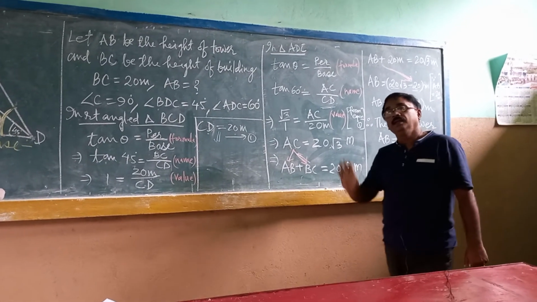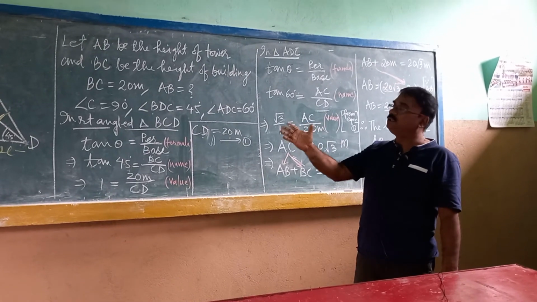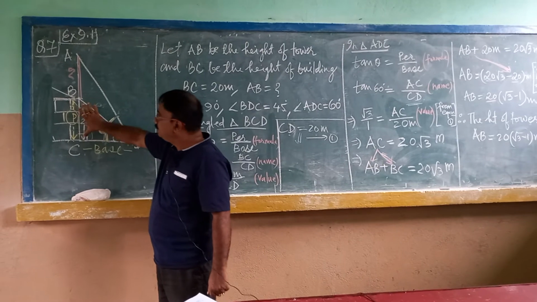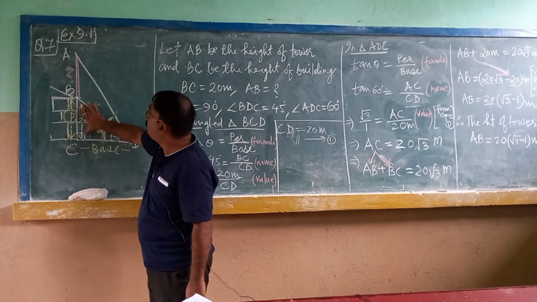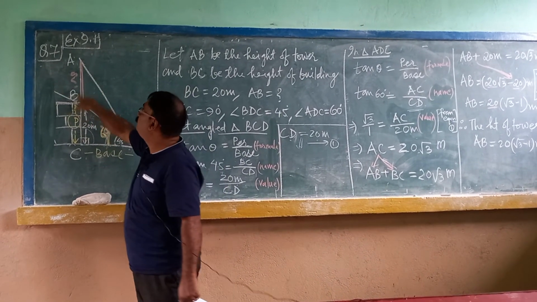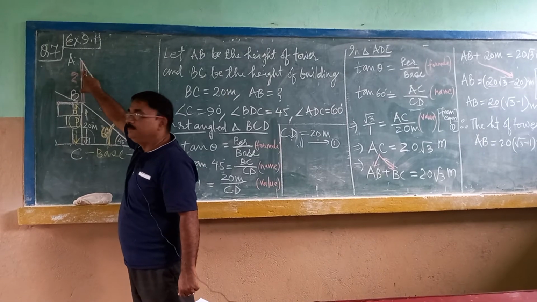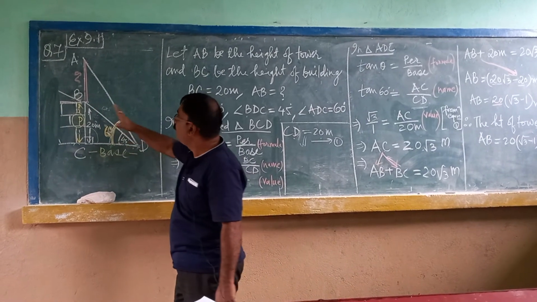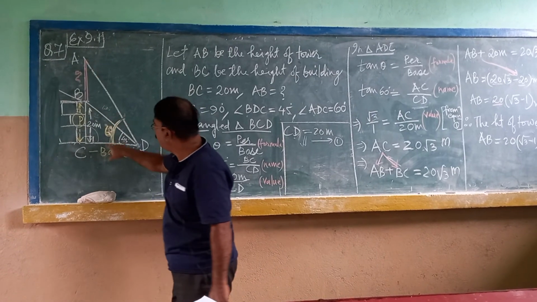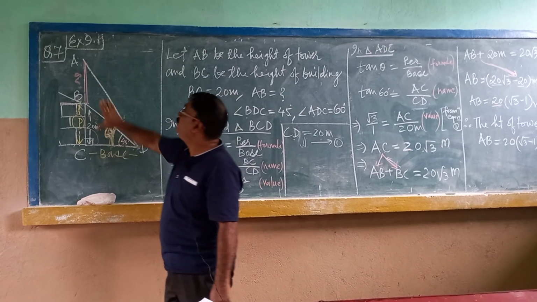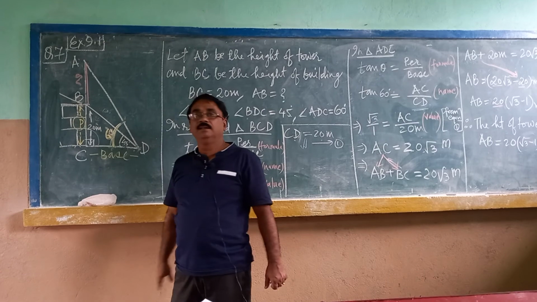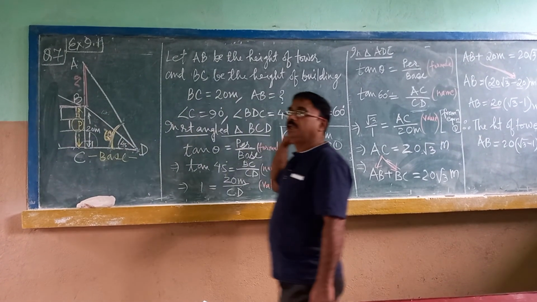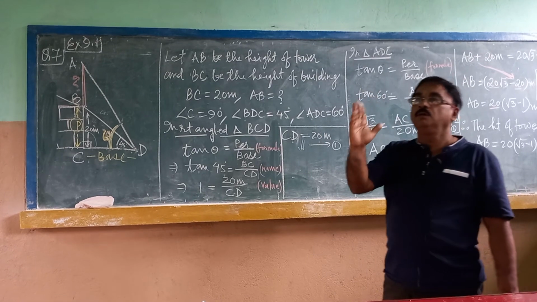Okay. Clear? Understood? If you have not understood, tell me. Basically, we have to know that there is a building, and after the building there is a tower. From the point, the building makes an angle of 45 degrees, and the total tower makes an angle of 60 degrees. We have to find AC, and AC means AB plus BC. That value we are getting as 20 into root 3 minus 1 meters.